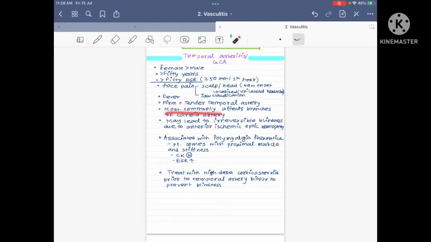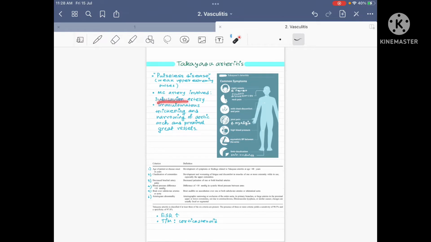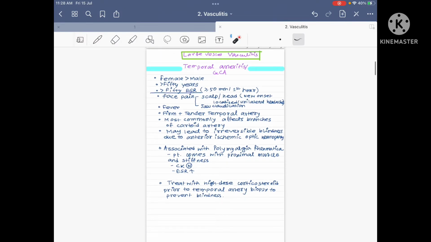The most commonly affected is a branch of the carotid artery, and in case of Takayasu arteritis, the most commonly involved is the subclavian artery. Apart from this, it can also lead to irreversible blindness due to anterior ischemic optic neuropathy. It is also a commonly asked question, and in the clinical scenario it may be asked as polymyalgia rheumatica, which is a commonly associated vasculitis.